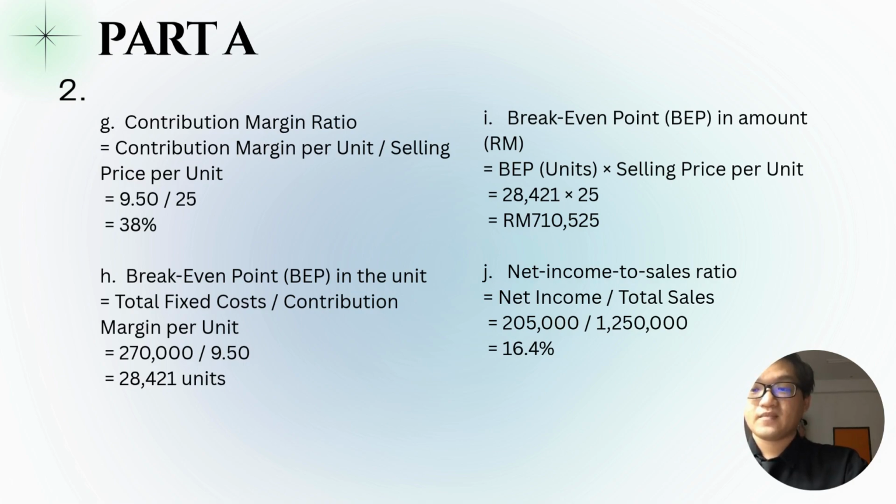710,525 ringgit. J. The net income to sales ratio equals the net income divided by the total sales, which means 205,000 divided by 1,250,000, and we get 16.4%.